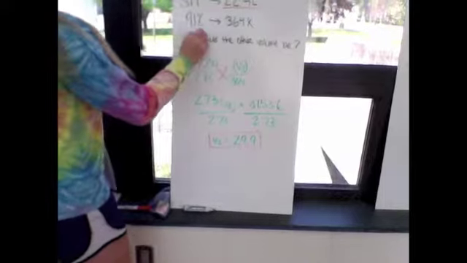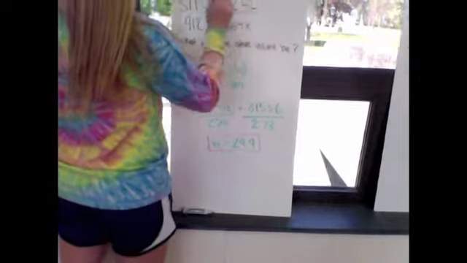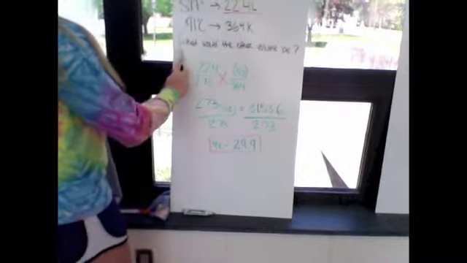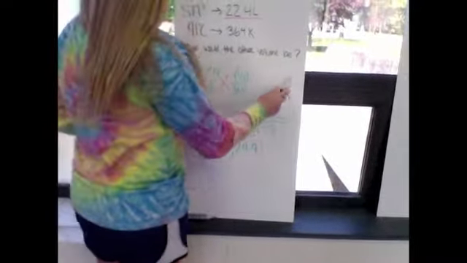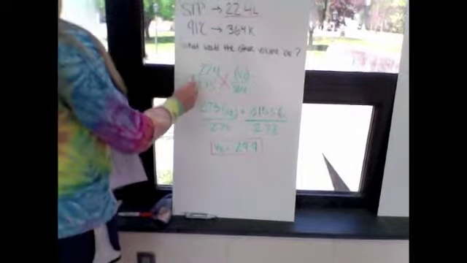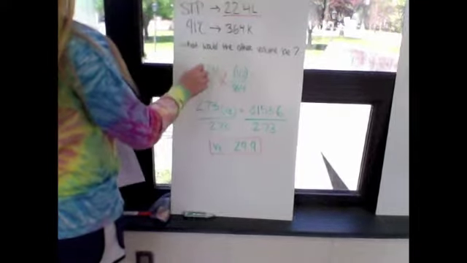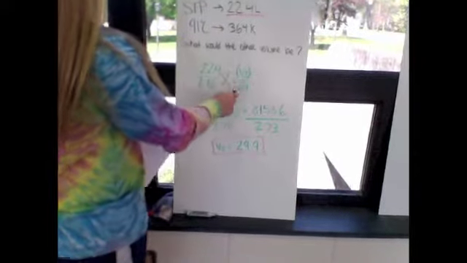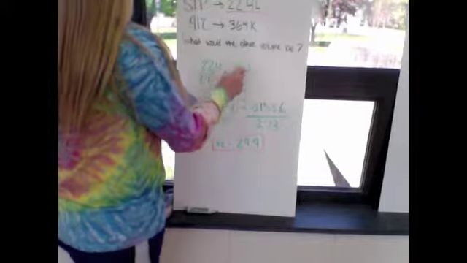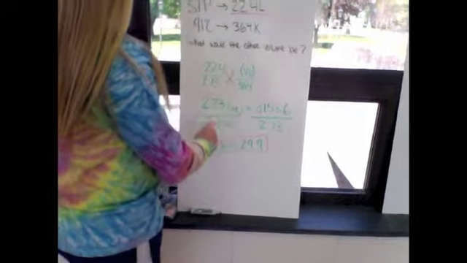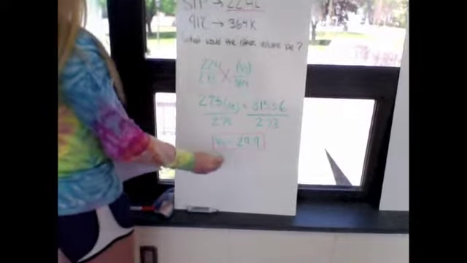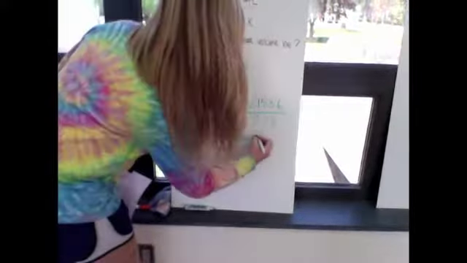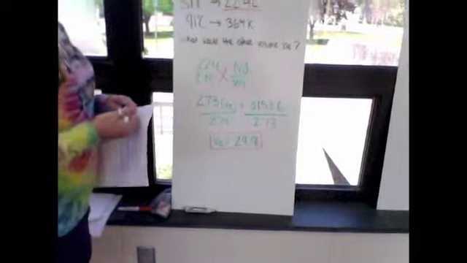You are given 91 degrees Celsius, and you have to add 273 to go from Celsius to Kelvin, so you get 364 Kelvin. And it's asking you what the other volume would be. So for the problem, you would put 22.4 liters, because that's your standard temperature and pressure, over the temperature that you're given, equals the volume that you're looking for over your temperature. And then you cross multiply, and then you divide, and the volume you're looking for is going to be 29.9 liters. And that's how you do standard temperature and pressure.